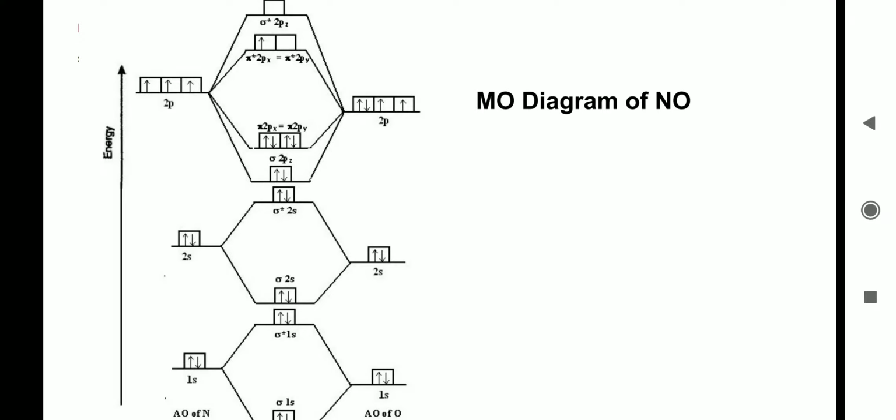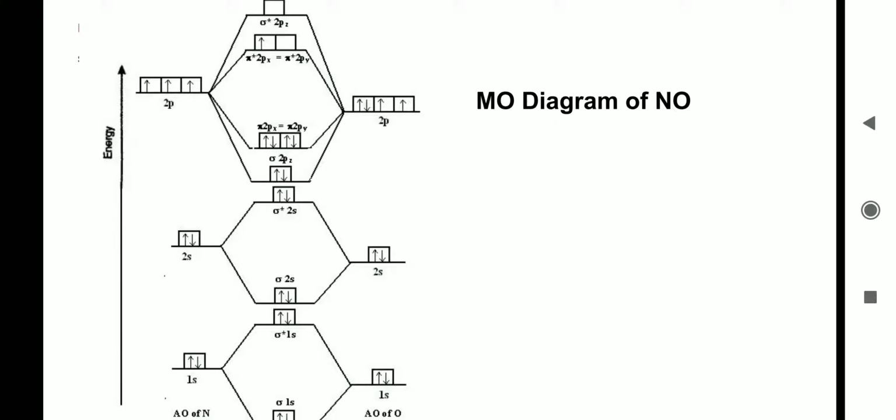Now this is the molecular orbital diagram of nitric oxide. On the right hand side, the atomic orbitals of oxygen are drawn, and on the left hand side, we have the atomic orbitals of nitrogen. Atomic orbitals of nitrogen are 1s, 2s and 2p. Atomic orbitals of oxygen are also 1s, 2s and 2p. 1s of nitrogen will overlap only with 1s of oxygen. 2s of nitrogen will overlap with 2s of oxygen, and similarly 2p with 2p of both the atoms.